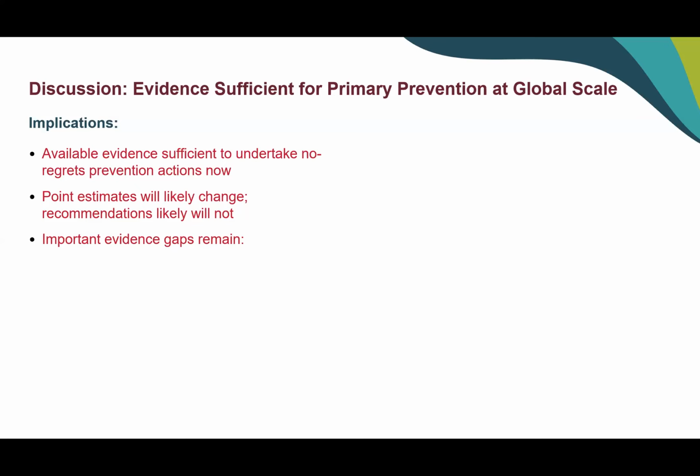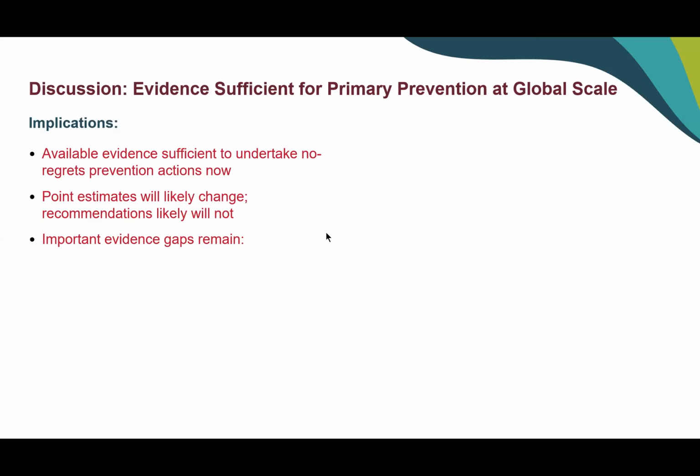And so what we're able to say is that while it's very likely the point estimates will change, it's unlikely that they would change so drastically that we'd make a different decision. And that's why we can say that the available evidence right now is sufficient to undertake no regrets prevention action. So that's the big takeaway.